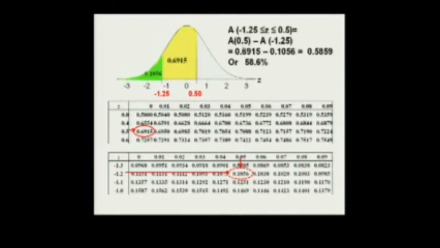As you can see here, A at 0.5 minus A at minus 1.25 will give us 0.5859, or a percent of 58.6%. So if we draw a sample or a worker randomly, the chance that this worker will be earning from 13,000 to 20,000 will be 0.58 or 58.6%. Another way to express that is about 58.6% of the workers are likely to earn from the 13,000 to the 20,000 specified in the problem.